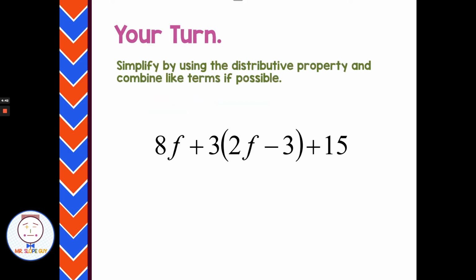All right, you guys try this one. We're going to combine both things we've done today. We're going to do distributive property. I want you guys to distribute the 3, bring everything down, and then combine like terms. Pause the video here and come back.